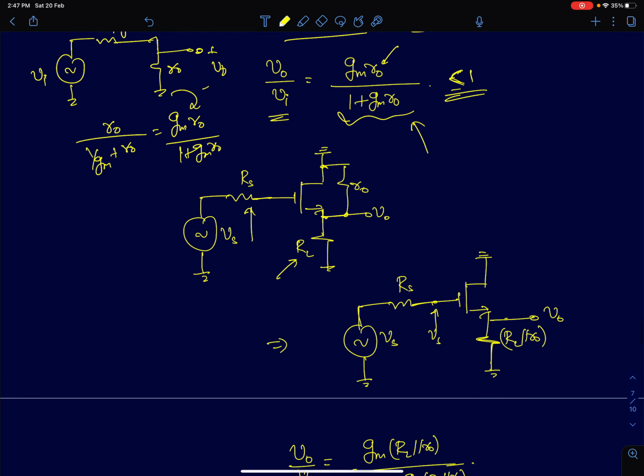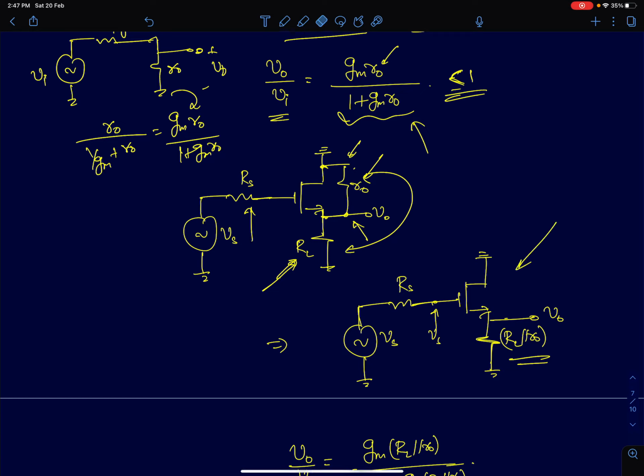So first, R0 is the resistance between the output node and the drain node, and since drain is at AC ground, we can see that R0 and RL are in parallel because they share two nodes in common. So therefore I can just model R0 in parallel with RL. So that's what I've shown in this figure here.